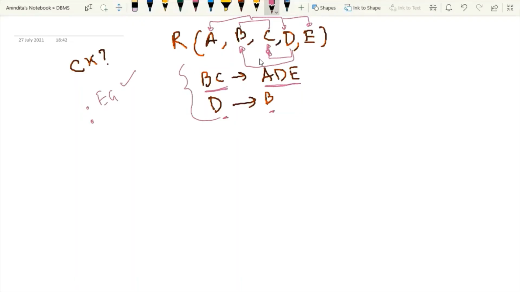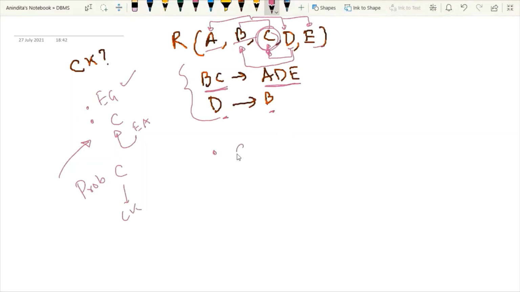Now my next question is, which attribute is not having an incoming edge? It is simple. C is not having an incoming edge. Otherwise A, D, E, B, everyone is having an incoming edge. So C is the proven essential attribute. At this point, we can conclude that since C is an essential attribute, probably C may be a candidate key. I don't know. Now I have to check.